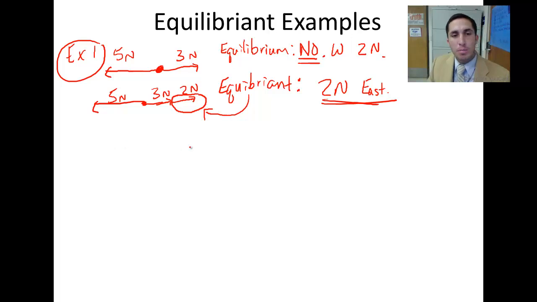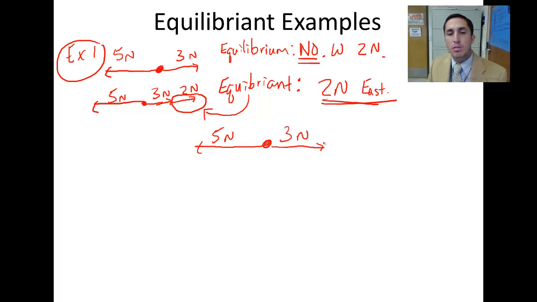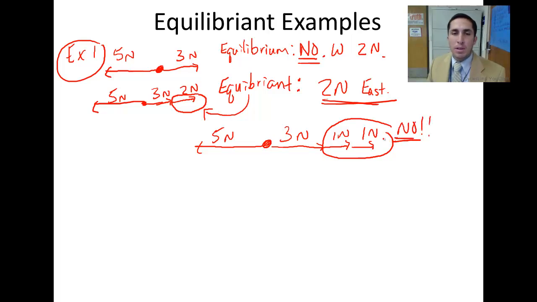What if we did this? What if we said, there's your 5 newtons, same situation, there's the bone. There's your 3 newtons. What if instead of having the 2 newtons, what if we decided to do this? 1 newton to the east, plus another 1 newton to the east. Can we now say that these are equilibriant vectors? The answer is no. You cannot do this. Because the definition of an equilibriant is it is a single force vector. Keyword there is single. This is 2 lines. You cannot do this.